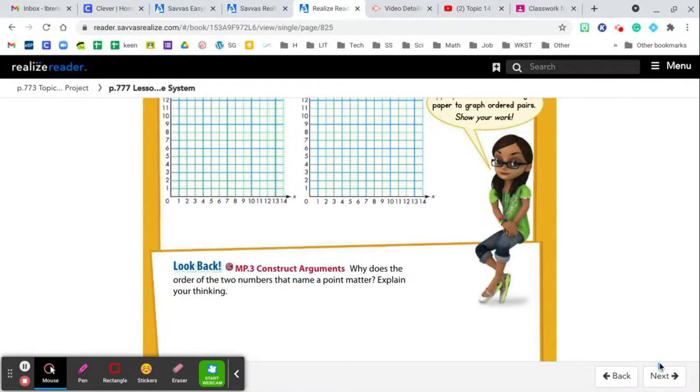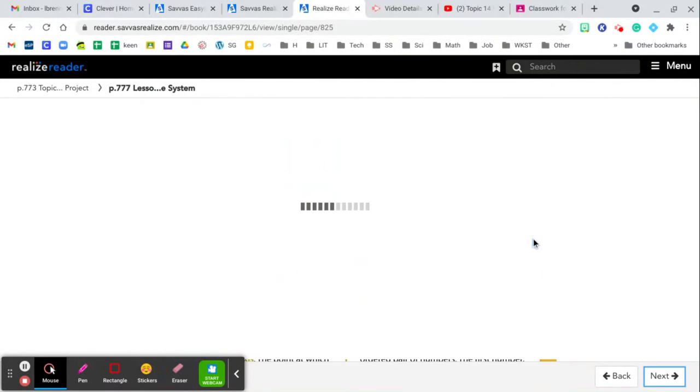Why does the order matter? Why do we have to put the x before the y? It's math, and we have to be consistent, and it's a rule. The x always comes before the y so that anybody can find a point that you plot.